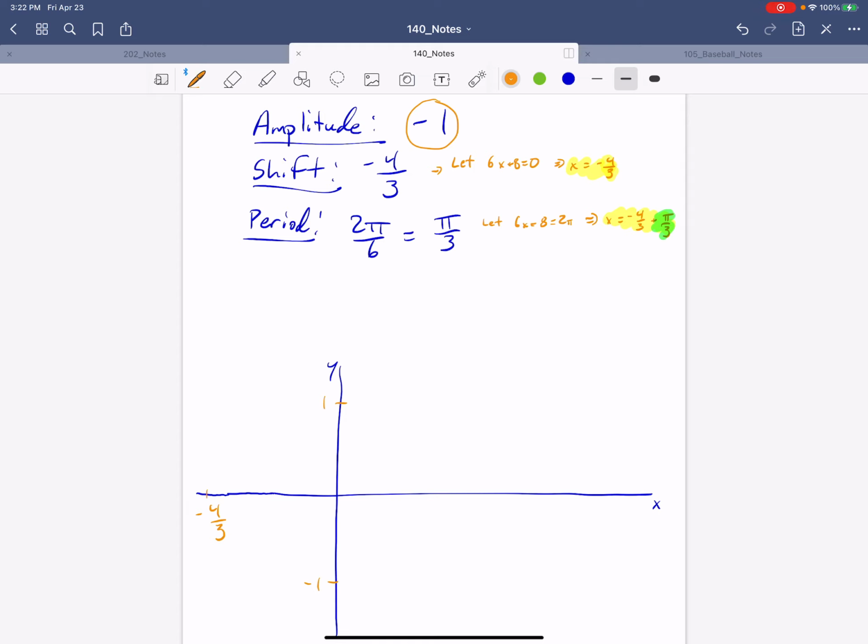The period is 2 pi over 6, or pi over 3. So that's basically 1, because pi is 3-ish, divided by 3 is 1. So maybe we would expect our graph to end right over here. Whatever our graph does, it's going to end like that. So let's mark this on our axes.